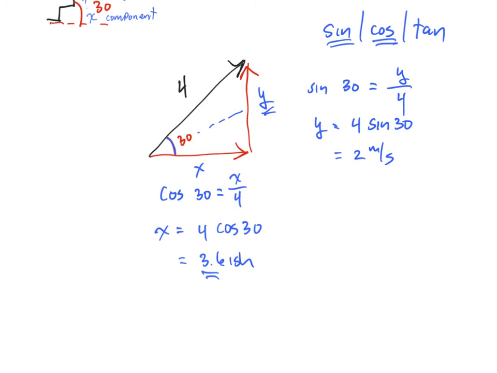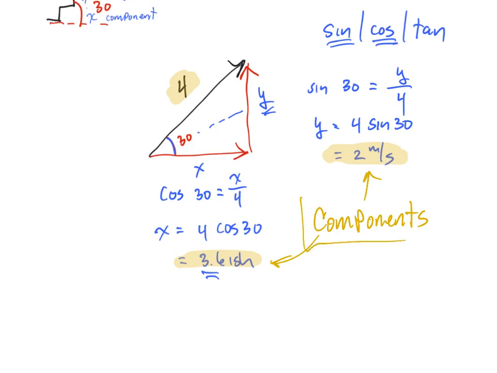And so what I've done now is I've taken my starting vector, that 4 meters per second, and I've split it up into pieces. The 2 is the piece of the vector going up, and the 3.6-ish is the piece of the vector moving to the right. These here, again, are the components. And it's often helpful to split vectors into components, and maybe in the next video we'll see an example of when you might use this. But this is something we'll do quite frequently in this course.